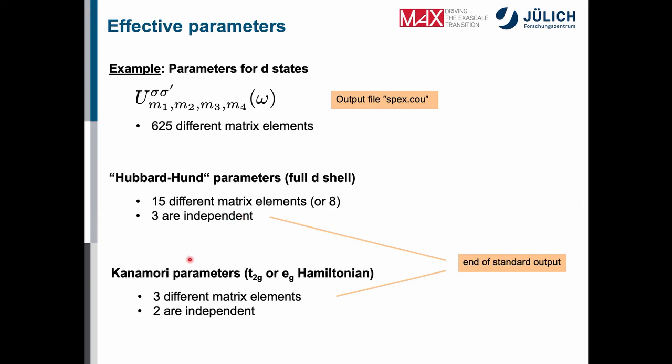We have seen that, in the case of strontium vanadate, the correlated subspace was composed of T2G orbitals instead of the full D shell. Indeed, this further reduces the number of different matrix elements to 3, or only 2 independent ones. The same holds for a correlated subspace that is formed by EG orbitals. Again, the 2 independent parameters are written at the end of the standard output of Spex.